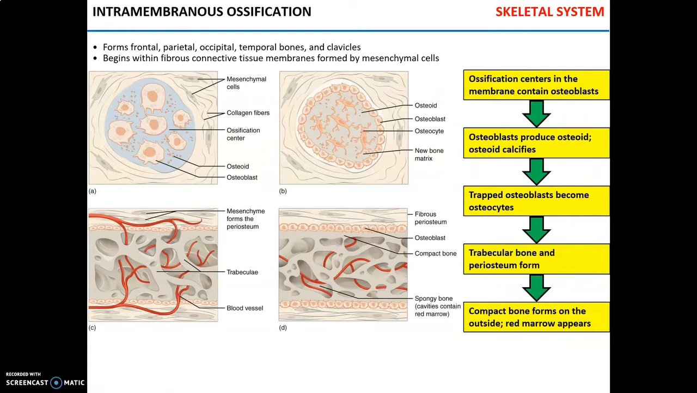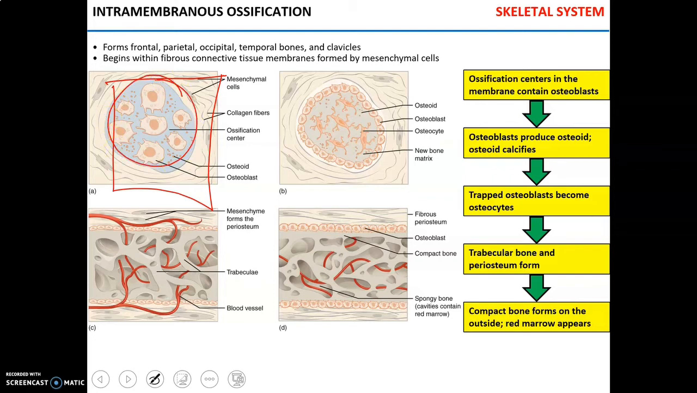Another type of ossification is intramembranous ossification. It starts in the connective tissue membrane. It forms the majority of the cranial bones and clavicles. So these connective tissue membranes get invaded by the osteoblasts, which form an ossification center. Osteoblasts start to produce matrix, the osteoid, and when the osteoid calcifies, osteoblasts that are trapped inside of the osteoid form osteocytes.